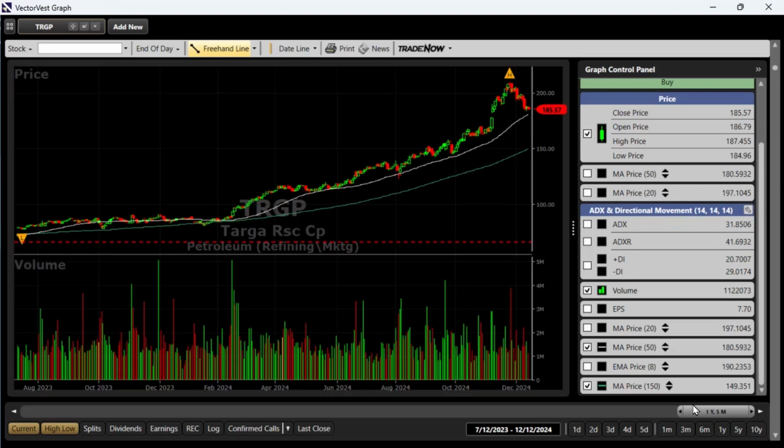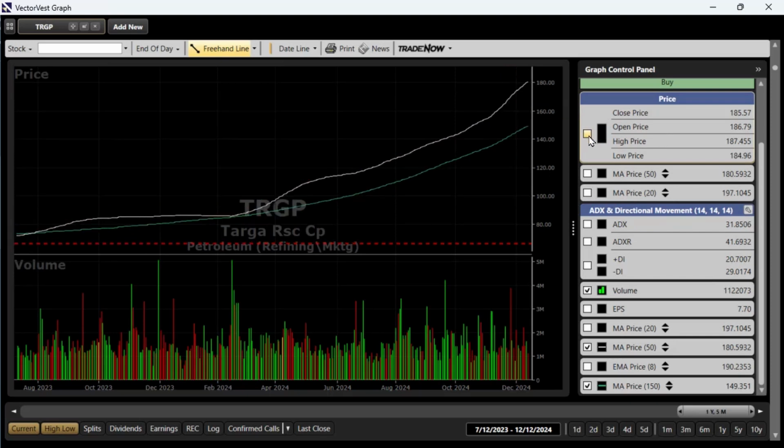So this is a nice little technique to find stocks that are pulling back in the short term, but are in really strong mid to longer-term trends. Another technique is looking for crossovers. Let me take off price for a moment, and we can see TRGP, and this is again the 50-day moving average, and this is the 150.